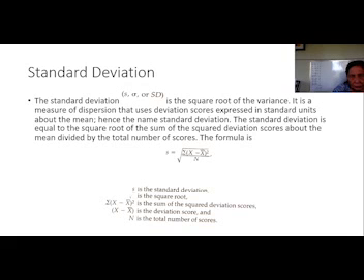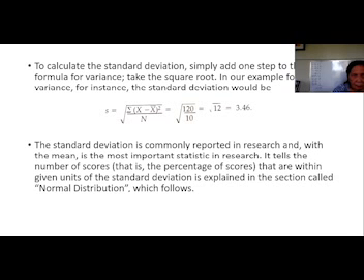Standard deviation is defined by the formula: summation of the quantity x minus the mean, squared, divided by n, and then you get the square root. I will illustrate that later. Okay?